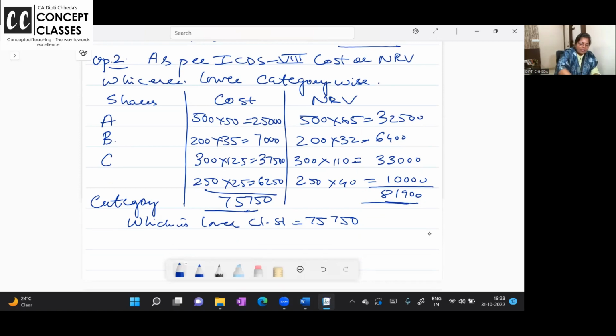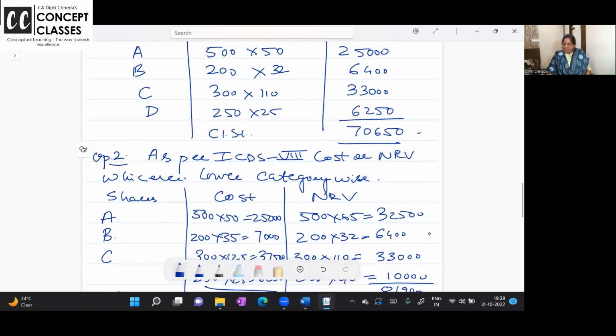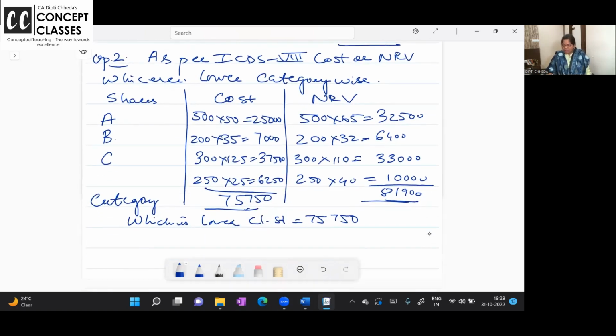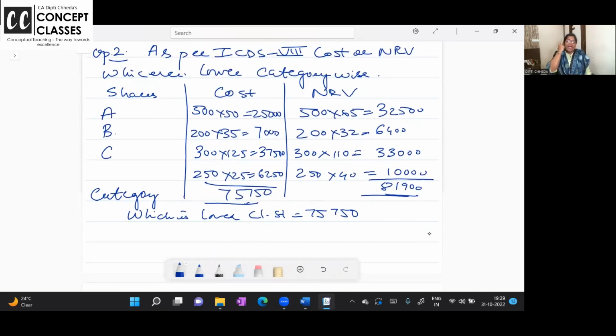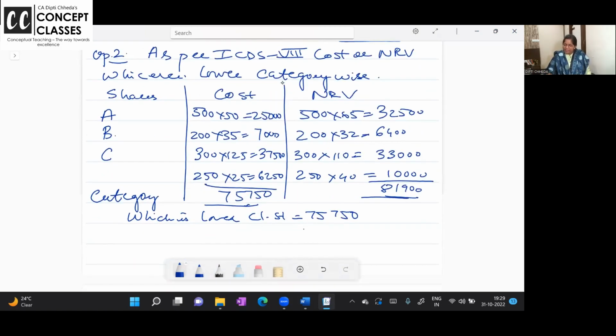I'm teaching everything, and I'm emphasizing a lot on this: what is the impact on the business head? In business head, you have taken the closing stock as 70,650 as per books. But income tax says no, your closing stock is 75,750. So the difference you will have to add in your P&L account. Are you getting it?